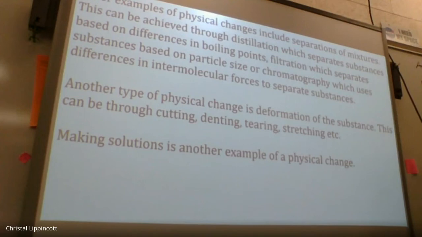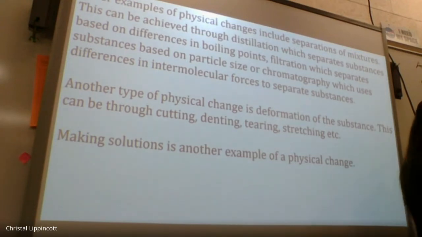All right. Other types of physical changes, separations of mixtures, you can achieve those through distillation. We talked about that. That was part of your last test. We talked about differences in boiling points. Filtration can separate substances based on particle size. And when you get filter paper, it actually comes with different types of filter paper that have different sizes. It normally has a number on it, and it'll tell you how much it would be able to actually filter based on that.